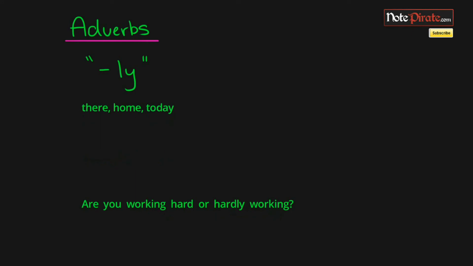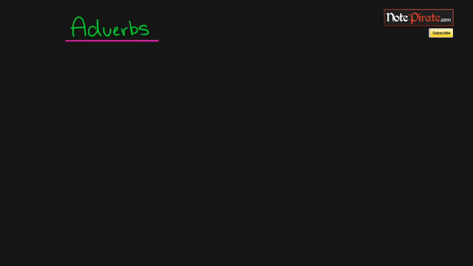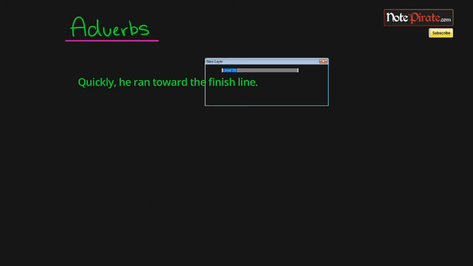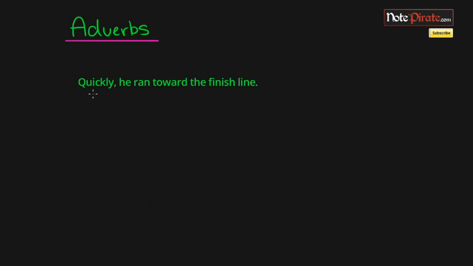Now adverbs are also very movable. They can move around the sentence much more than the other parts of speech that we've dealt with or will deal with. So let's look at some examples of that. You might say, quickly he ran toward the finish line. Quickly is your adverb here. So let's move that around. We might say, he quickly ran toward the finish line. Quickly again is your adverb.